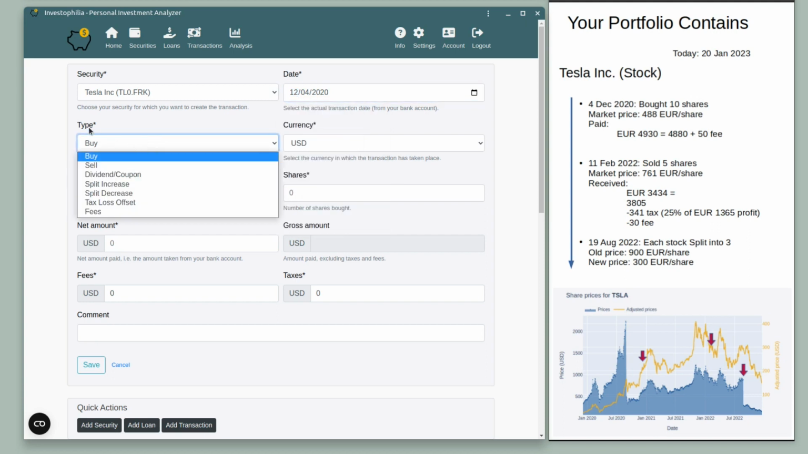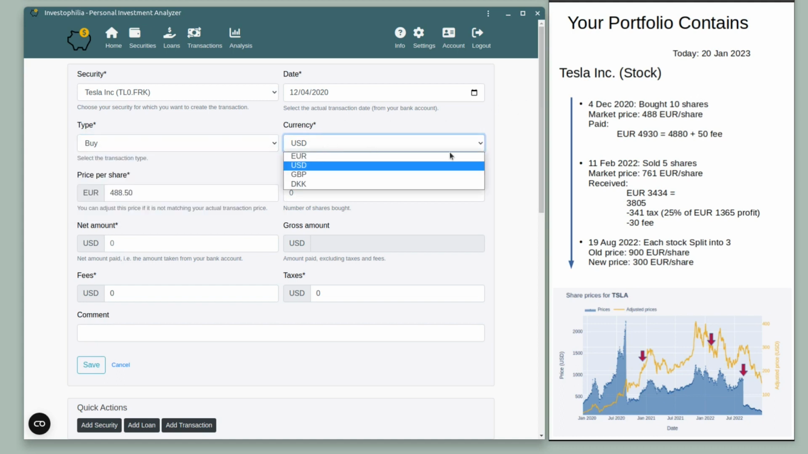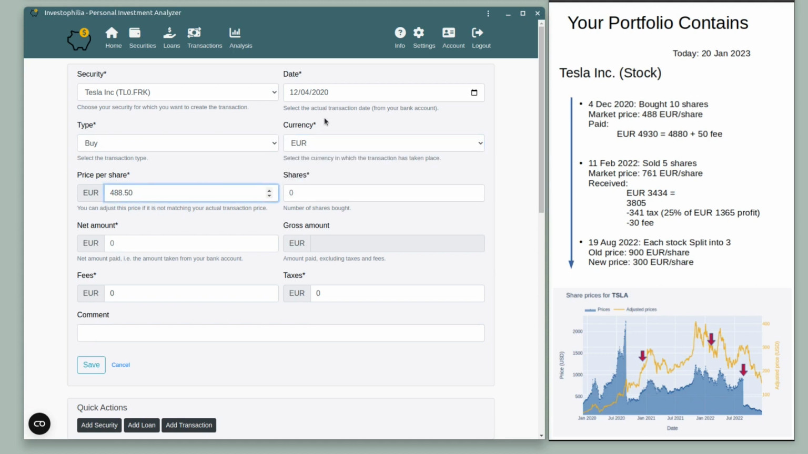And then I need to choose the transaction type, which is buy transaction. And the currency is euro. Choose euro here, and when I choose the date, I see the price. So I see the price is 488, and this is also 488. So they are kind of equal.